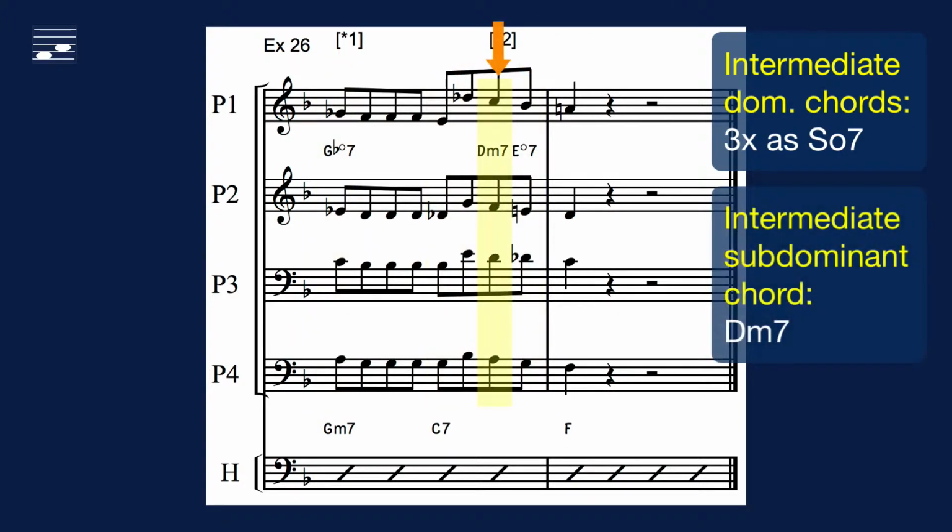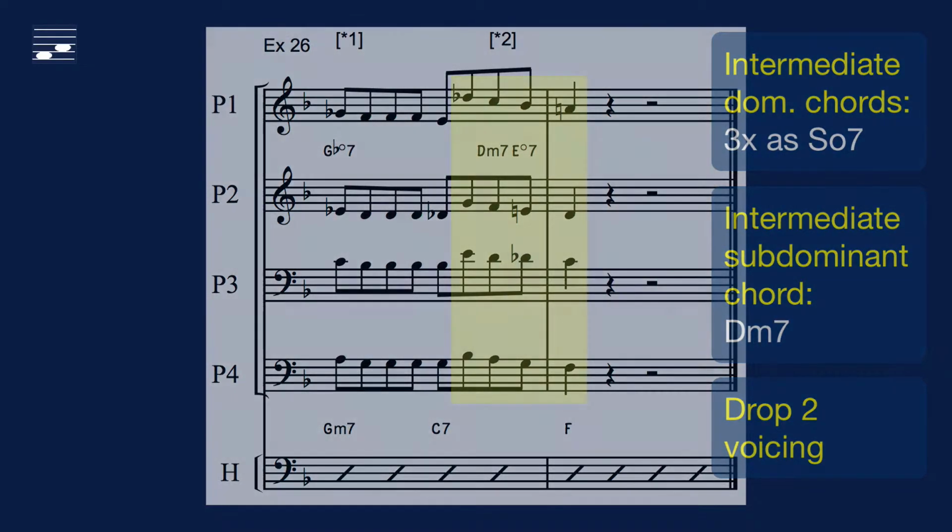There is one subdominant function chord, D minor 7, a solution we encountered in episode 6, and note the drop 2 voicing at the end of the phrase. This type of more open voicing was discussed in episode 8.